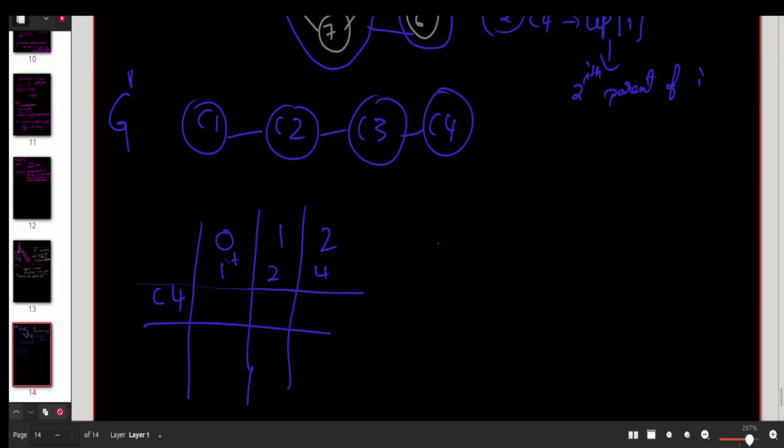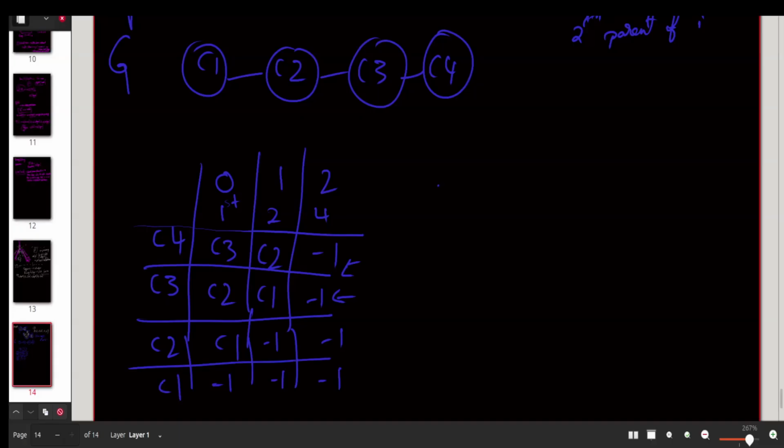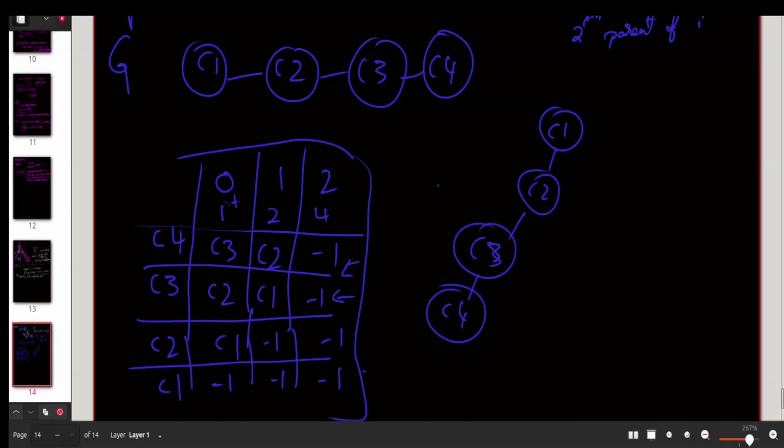So for C4, its first parent is C3 and then C2, and this, you can assume, is minus 1. For C3, it's C2, C1, because there is no fourth parent for either C3 or C4. For C2, it's C1, minus 1, minus 1. For C1, it's minus 1, minus 1, minus 1, because C1 is the root. So your tree would look like C1, C2, C3. This is what we are doing as part of pre-processing.